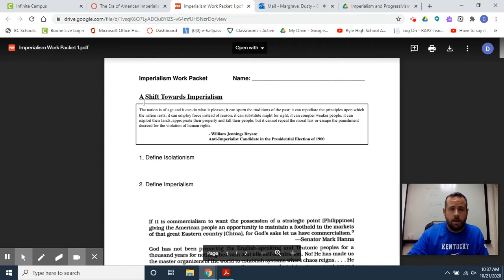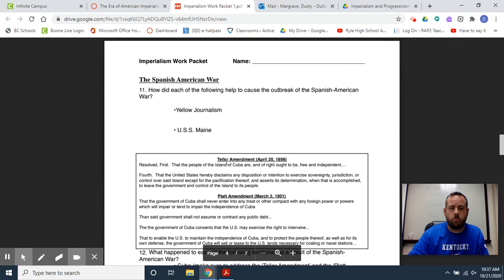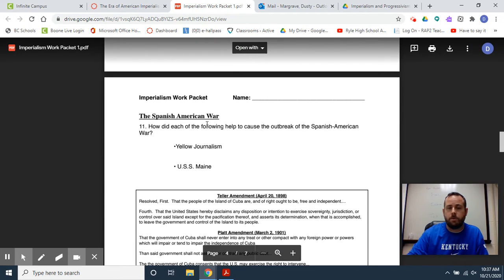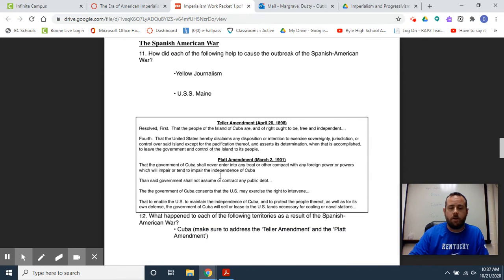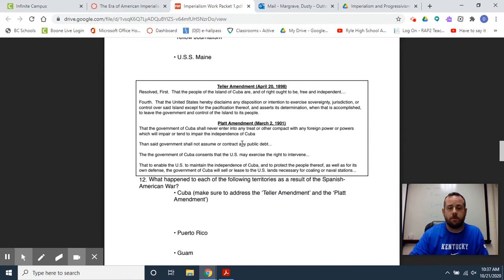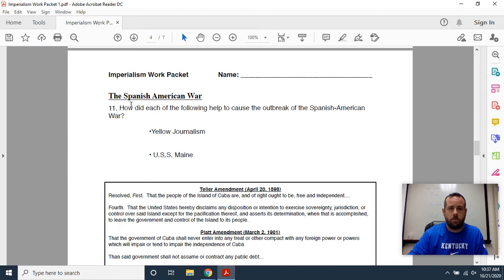It's coming up. Imperialism work packet, and where we're going to go today is the third or fourth page here, the Spanish-American War. So we're going to be on this page in class, discussing this and taking notes. And if you're at home, you can definitely follow along with what I'm about to do there. Okay, I'm going to switch over to a different version of that. But here we go. The Spanish-American War.